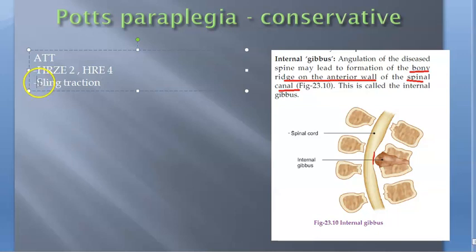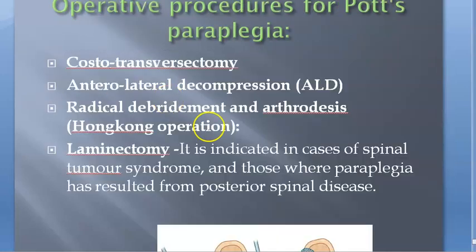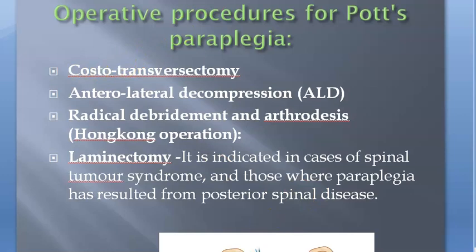So all this is basically for rest, okay? Let him rest and then you just check whether he's improving or not, okay? Then if he's not improving, then you can go to operative. Okay, now let us see operative, what all you can do for Pott's paraplegia.